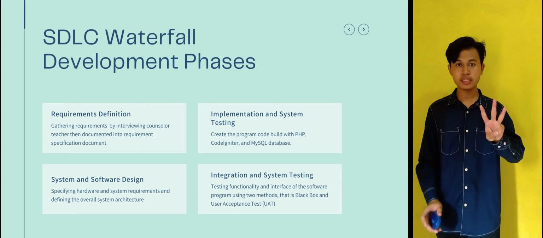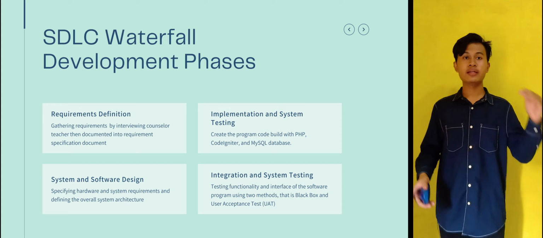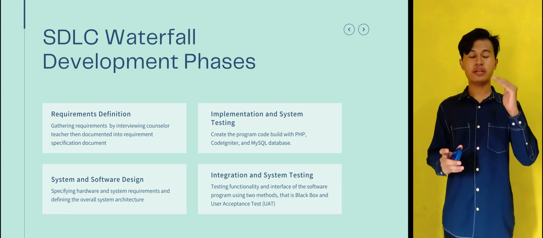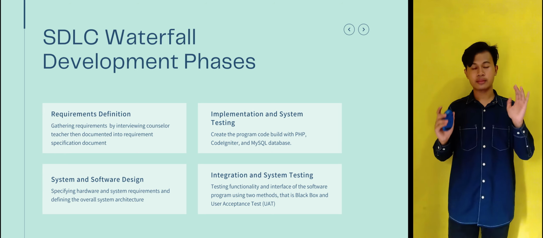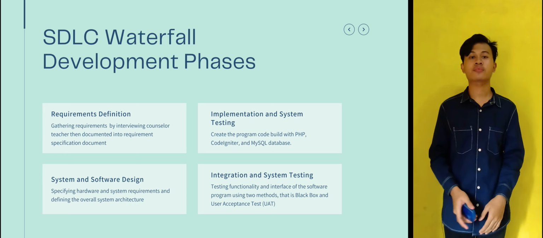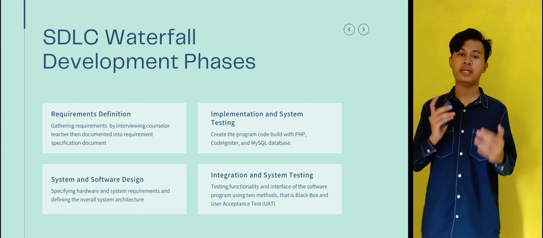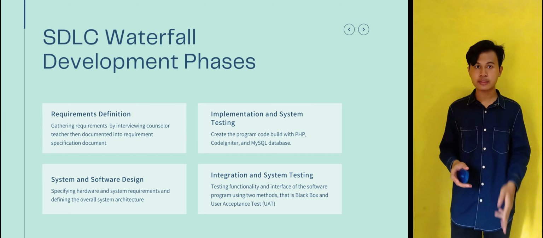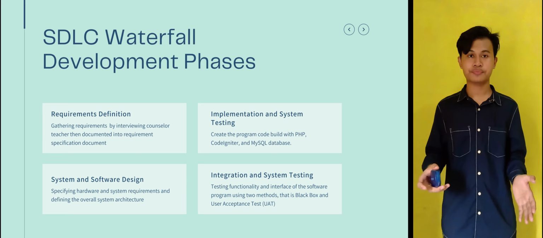After that, the third is implementation and unit testing. We created the program code built with PHP, CodeIgniter, and MySQL database. And the last is number four, integration and system testing. We tested the functionality and interface of the application using two methods. They are black box and user acceptance test, or UAT.